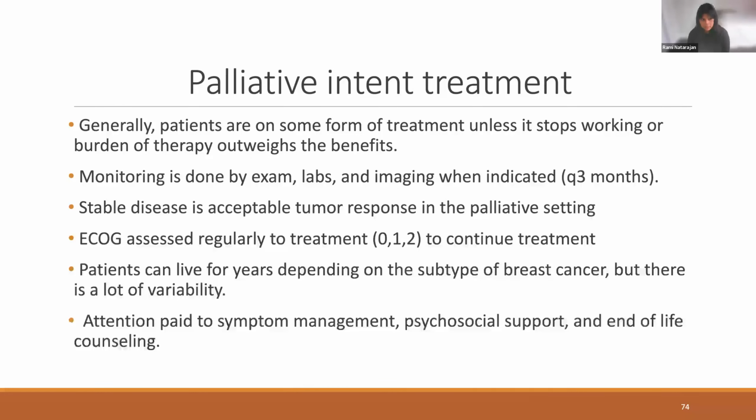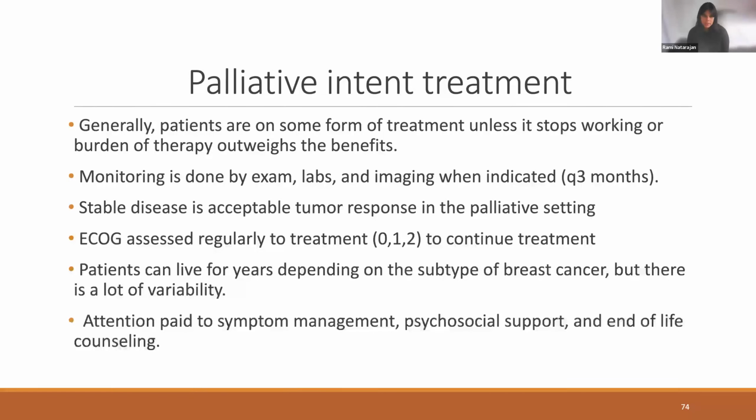In the metastatic setting, stable disease is acceptable for tumor response. It doesn't always have to get smaller. It's always great if the cancer gets smaller, but if it's stable, that's good. If there's no growth, that's good. And that means we can continue treatment. And again, we would assess the ECOG regularly to make sure that the patient is not too frail or sick to receive treatment.